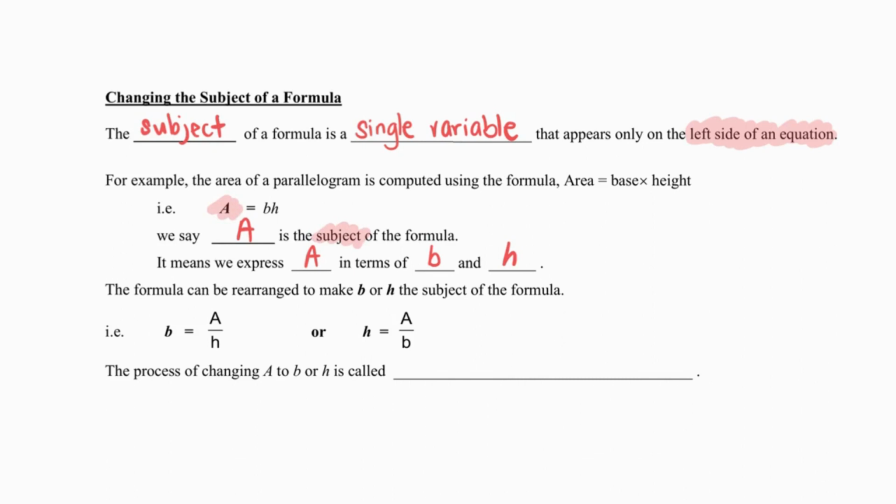And we could also rearrange the formula to make either B or H the subject of the formula as well. For example, if we divide by H on both sides, B is equal to A over H, or H is also equal to A over B. So this process of changing A to B or H is called changing the subject of the formula.